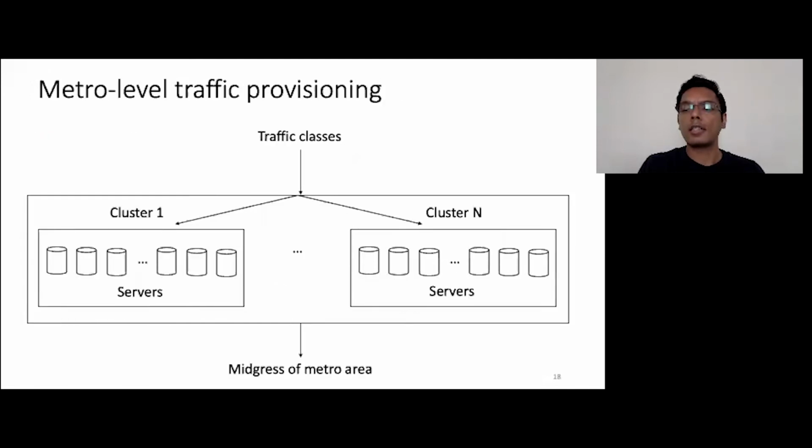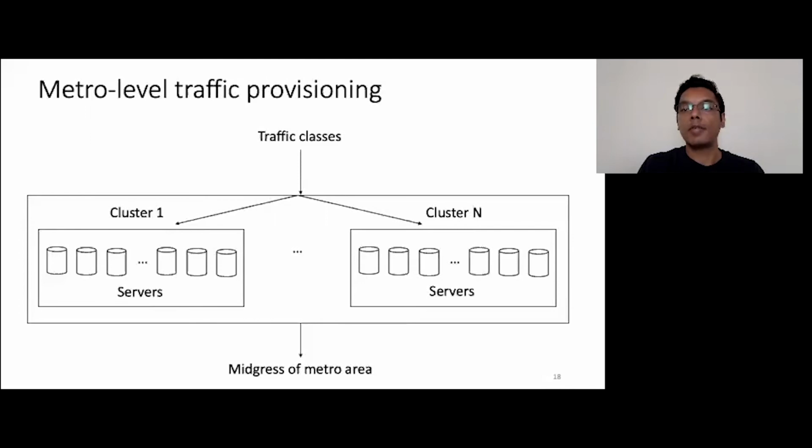To see how these algorithms work, we consider a metro level scenario where we have a bunch of clusters with a number of servers in each cluster, and all of these clusters are located in the same metro area. The goal in the metro area scenario is to assign traffic classes to clusters such that the total midgress of the entire metro area is minimized.